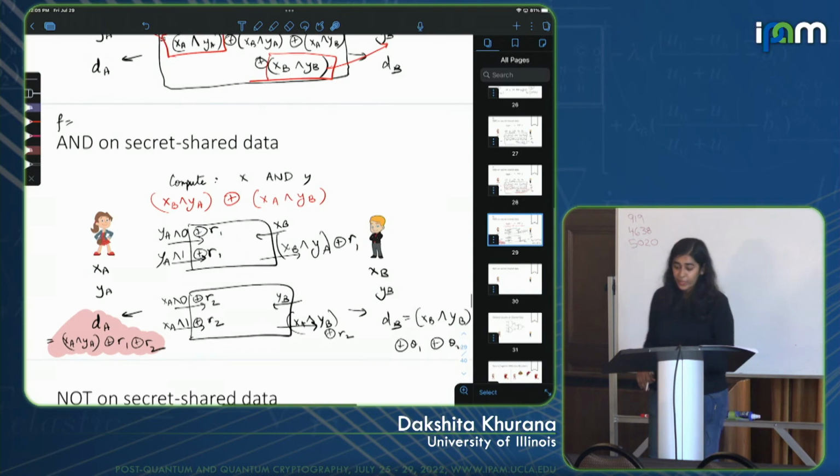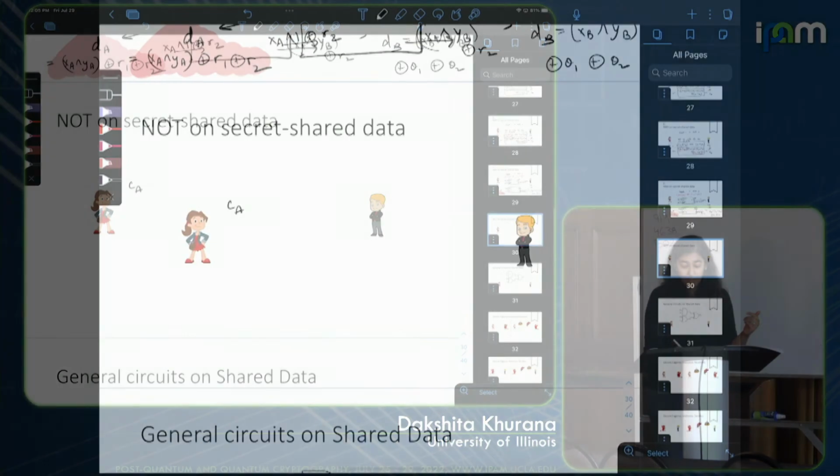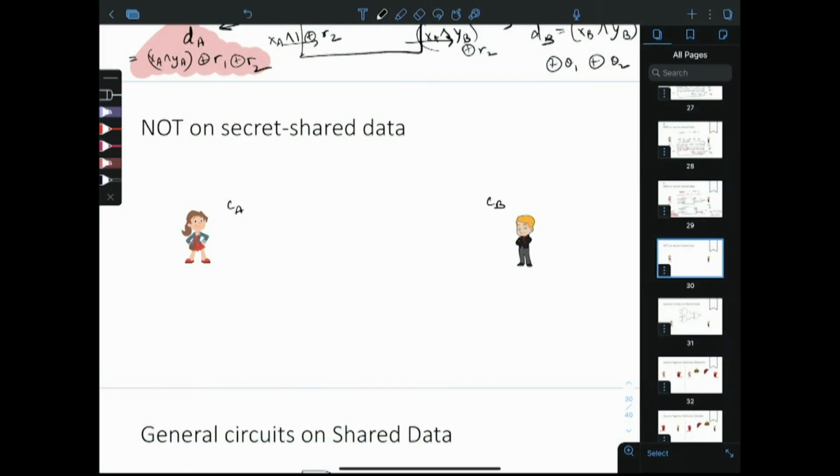Okay. Similarly, you can do NOT. NOT is extremely easy. If Alice and Bob have shares CA and CB of some input C, and they want to compute the NOT gate on this C, then Alice just can flip her share. Of course, many of these protocols are assuming that Alice and Bob do as they're told.